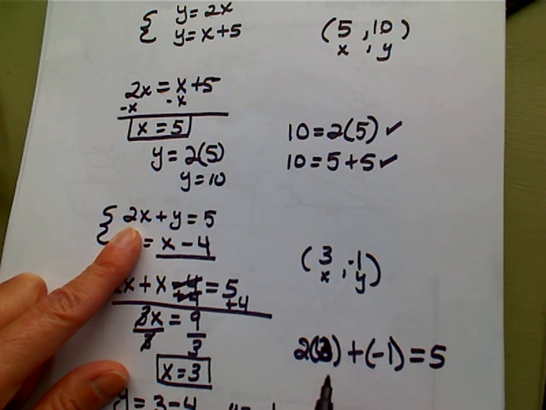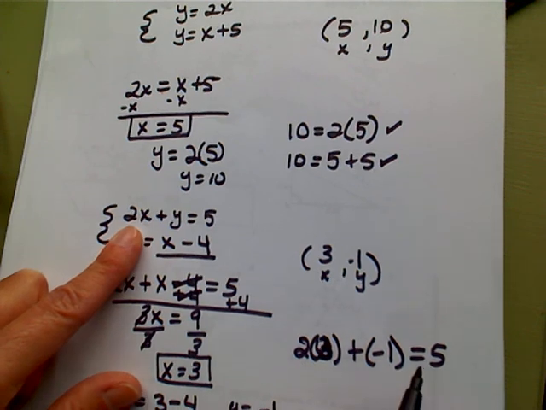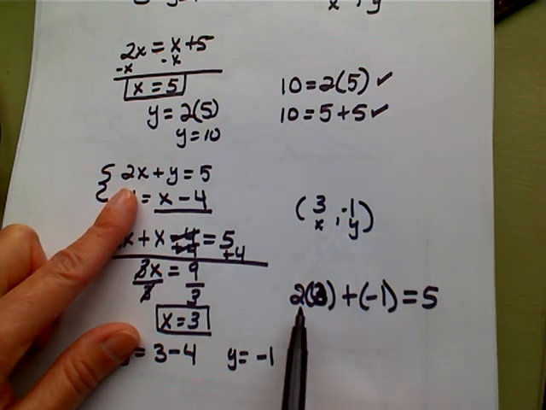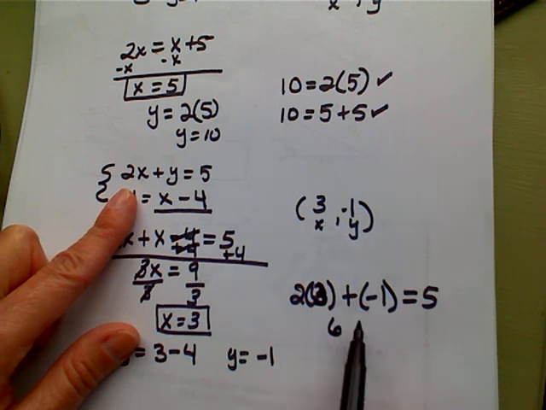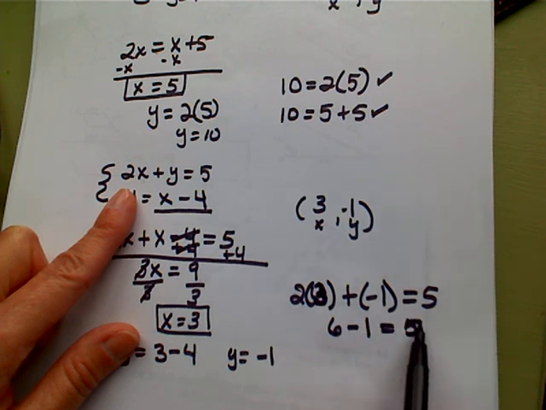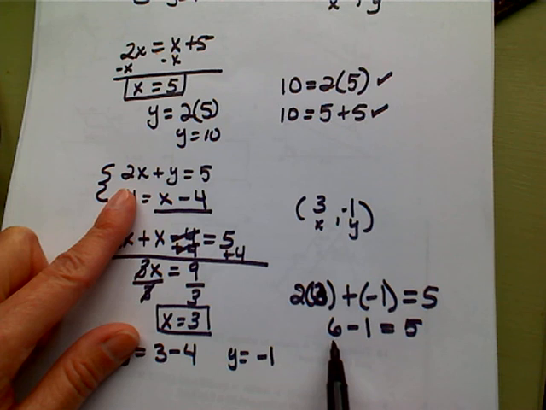Should equal 5. Okay, so now I'm going to clean this up a little bit, seeing how I made that nice and messy. So 2 times 3 is 6. My positive and my negative is going to make a negative, isn't it? So it's going to be 6 minus 1 equals 5. So let's check that out and see if it's true. 6 minus 1 equals 5.